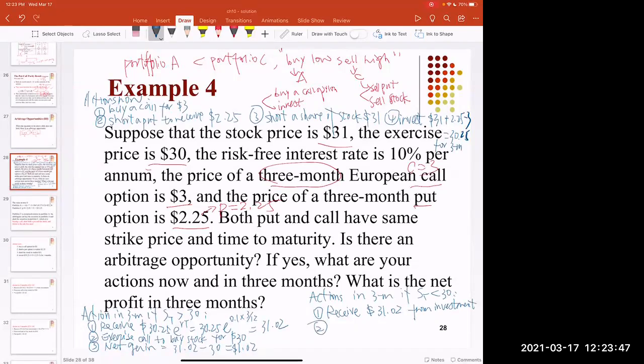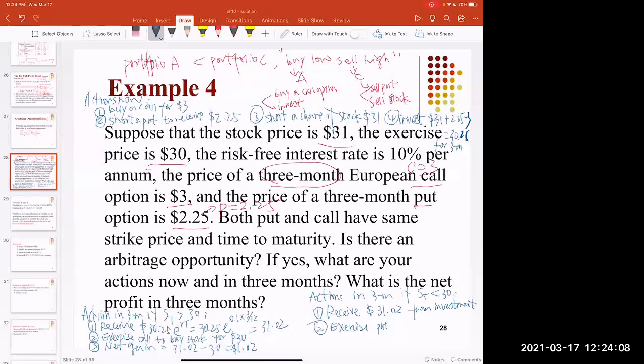And you will not exercise the call, right? Because the stock price is lower than 30. So rather than do that, you're going to exercise the put. Because the stock price is lower, you're going to exercise the put to buy stock.